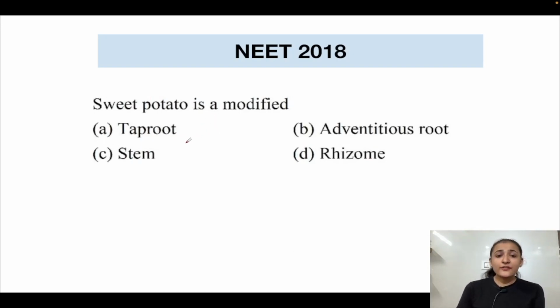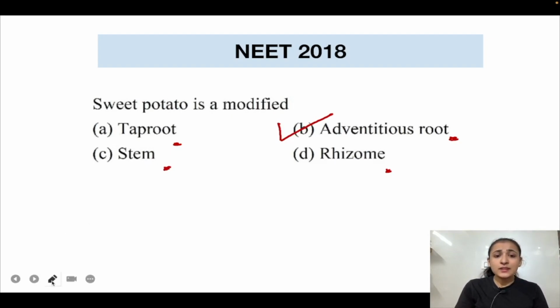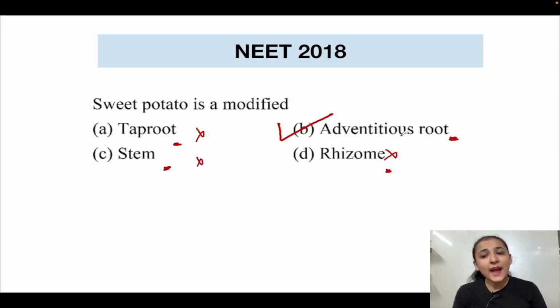Sweet potato is a modified taproot, adventitious root, stem or rhizome. The correct answer is adventitious root. Sweet potato is a modification of adventitious roots, not tap roots, for the storage of food. In sweet potato, the adventitious roots get modified in order to store food. They become swollen in appearance, and that is the part of the plant that we eat as sweet potato. So options A, C and D are incorrect, and the correct answer is option B, adventitious root.